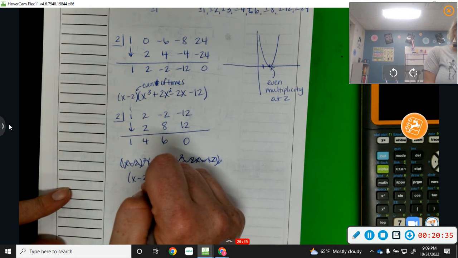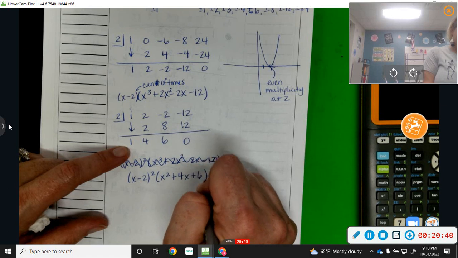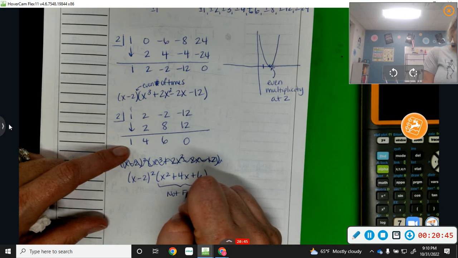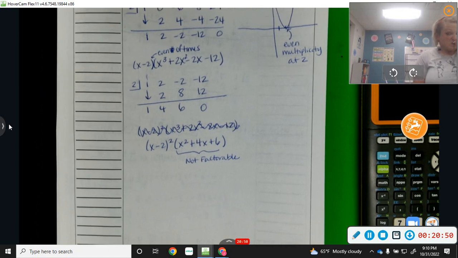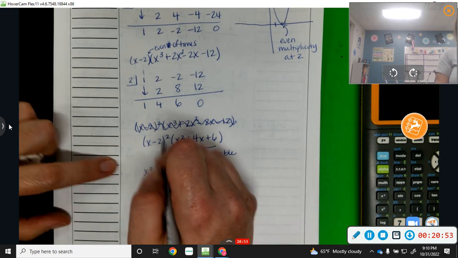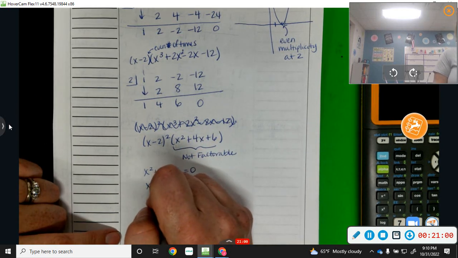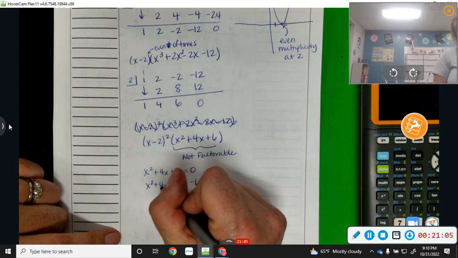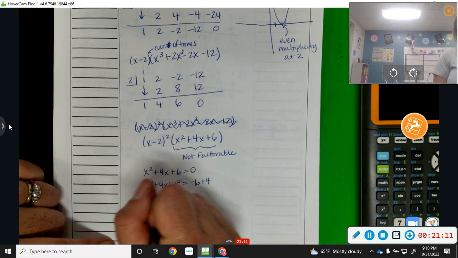X minus 2 squared, and then I'm going to have this, which is x squared plus 4x plus 6. Okay, again, this is not factorable. So just because you can use the quadratic formula, but just for good measure, we're going to go ahead and complete the square here. We're going to leave this equals 0. I'm going to move that to the other side and leave a blank. When I leave a blank, I take this and I take half of it, which is 2 squared, which is 4, right?